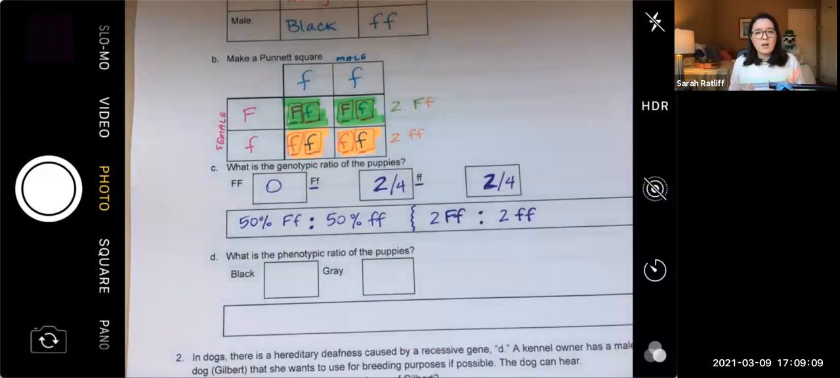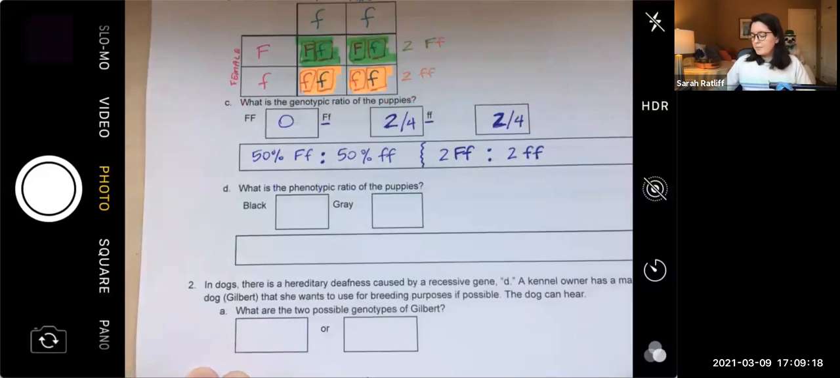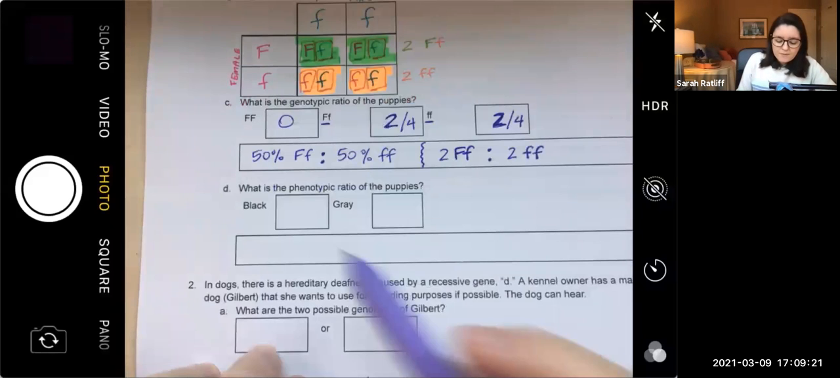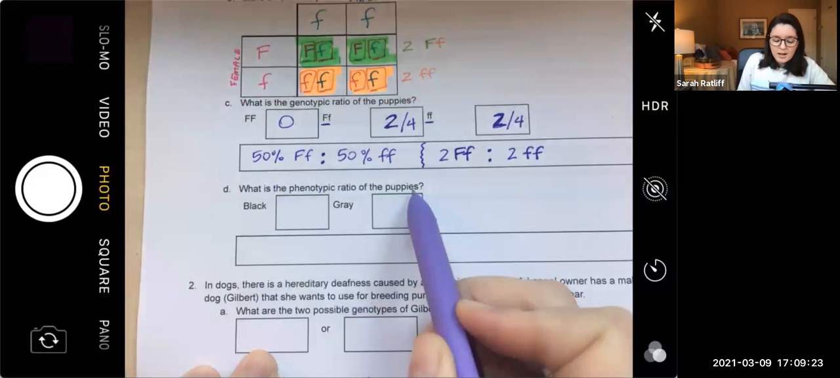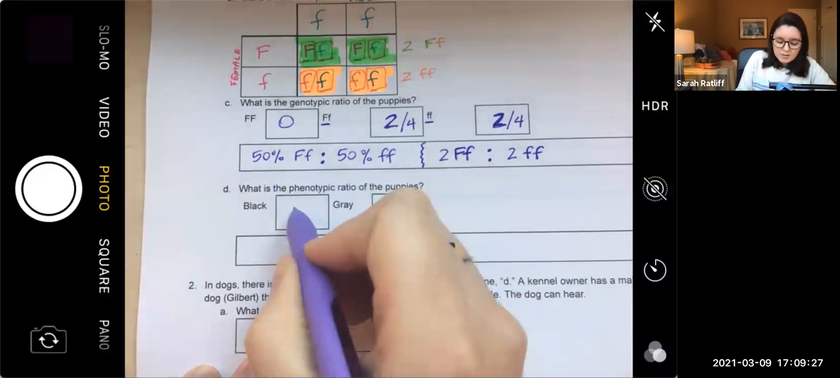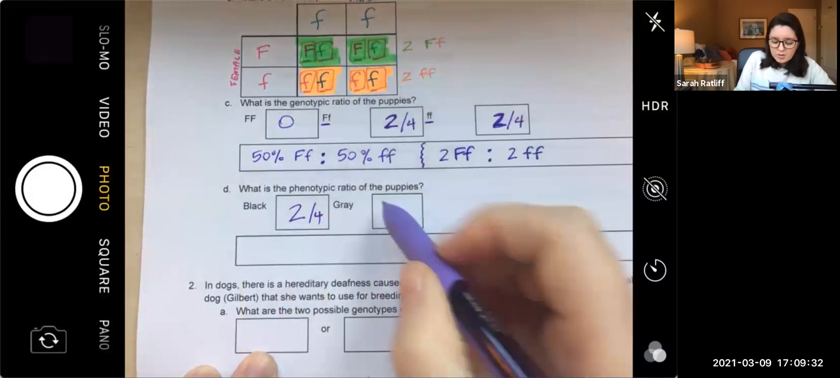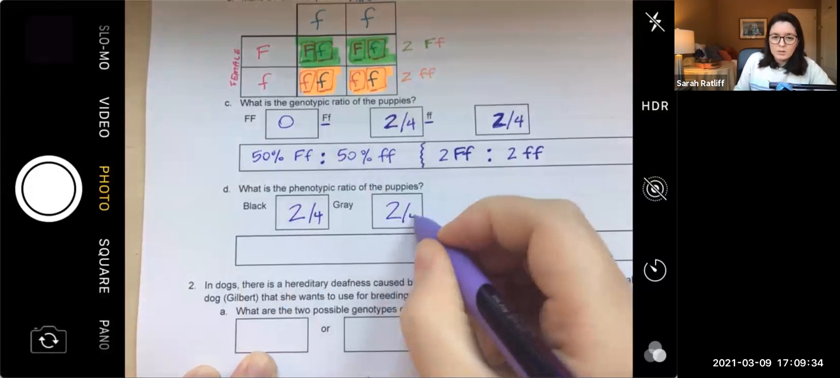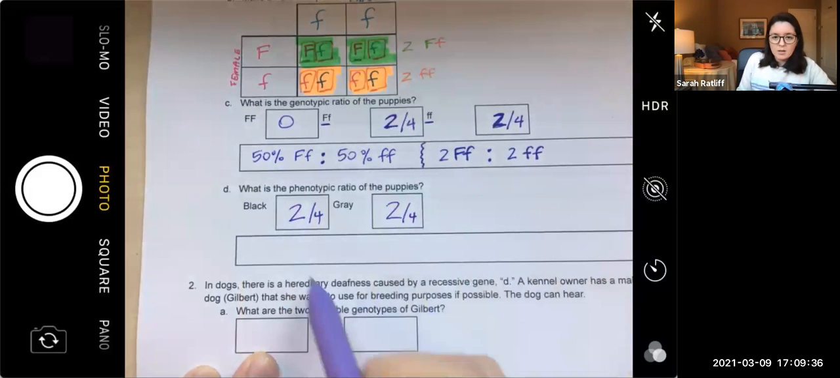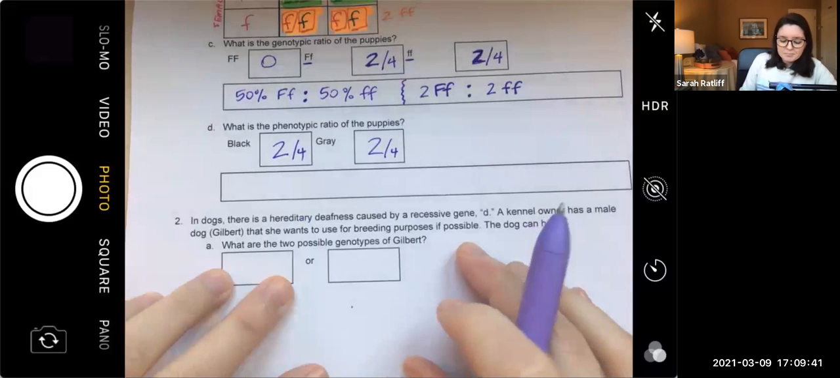Awesome. So now we've highlighted to indicate our phenotypes. Keep this there. All right. So what is our phenotypic ratios? How many of our puppies are black? Well, looking here, black is recessive. We have 2 of the 4. And how many are gray? 2 of the 4. Now in this long box, we can write our actual ratios instead of just counting.